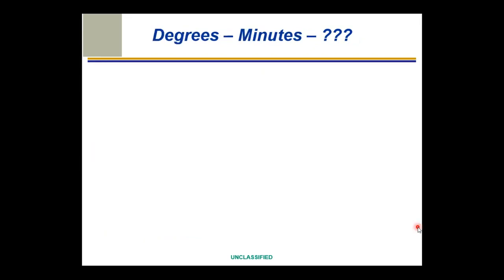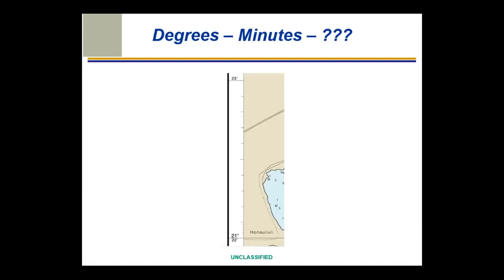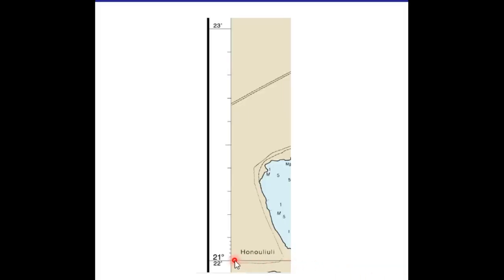Next, I want to determine how I'm going to use my latitude and longitude on this particular chart. Some charts are designed so that you can measure latitude and longitude in degrees, minutes, seconds or degrees, minutes, tenths. This is one such example. This chart, from 21 degrees 22 minutes to 21 degrees 23 minutes, increasing, therefore I know I'm in the northern hemisphere, has 1, 2, 3, 4, 5, 6, 7, 8, 9, 10 ticks between each minute of latitude.